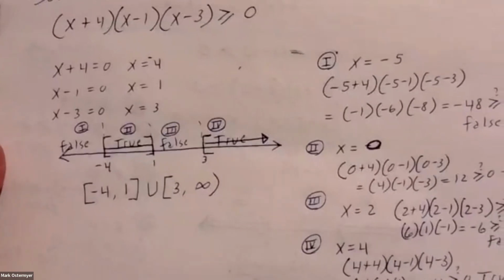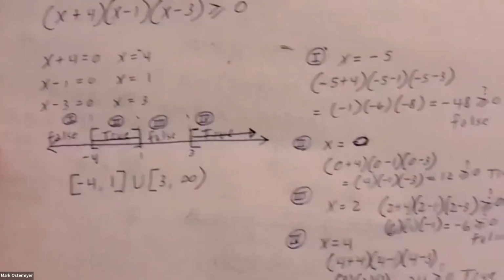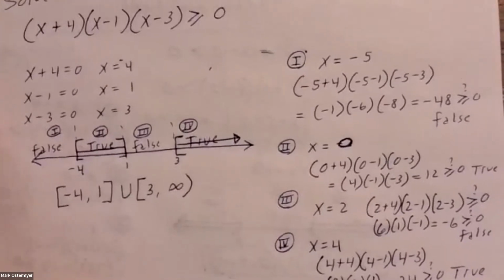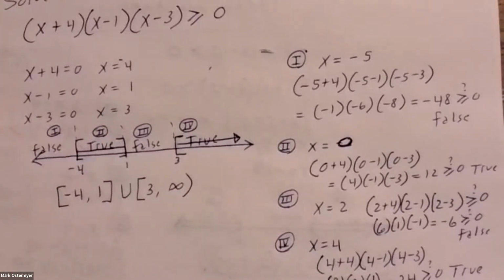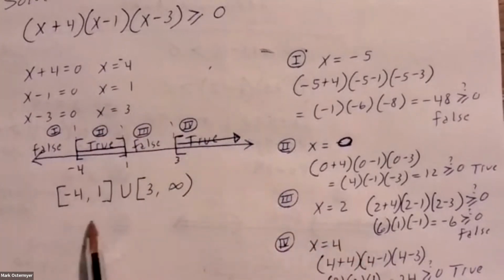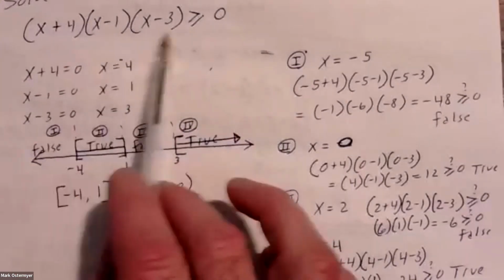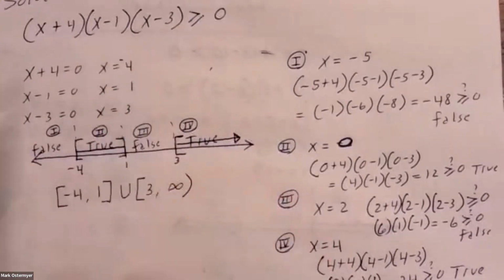All righty. Hopefully, you had similar success here. The good news is the left side's already factored for us, so it's very easy to find your critical values or significant values. They are going to be -4, 1, and 3. Those numbers partition our number line into 4 different intervals that should be tested. This would really be a 3rd degree polynomial inequality if you were to expand it out.